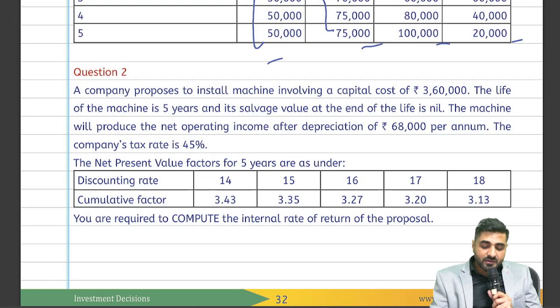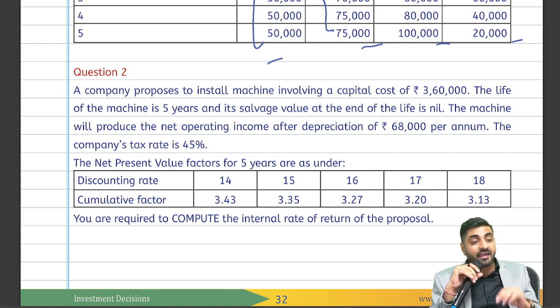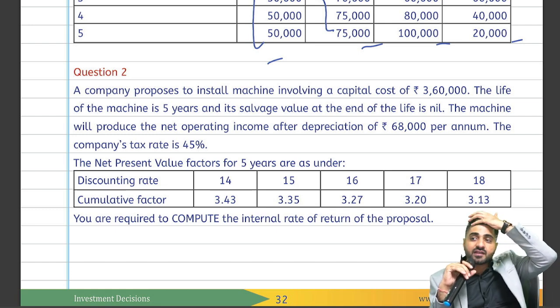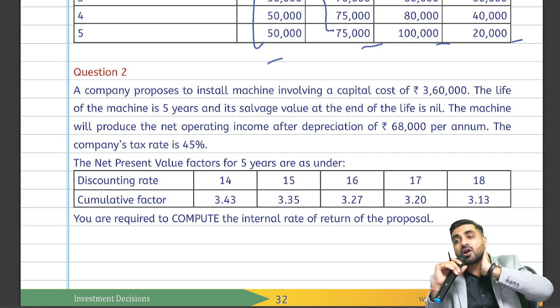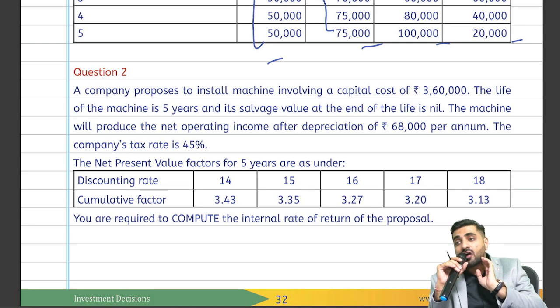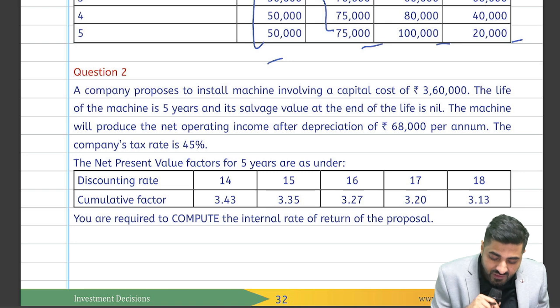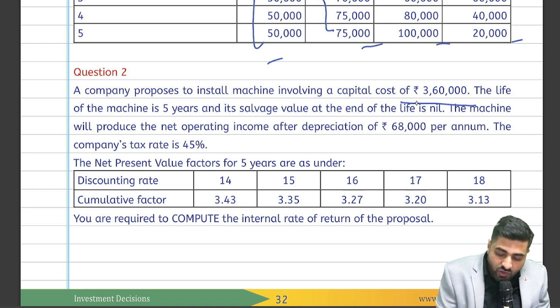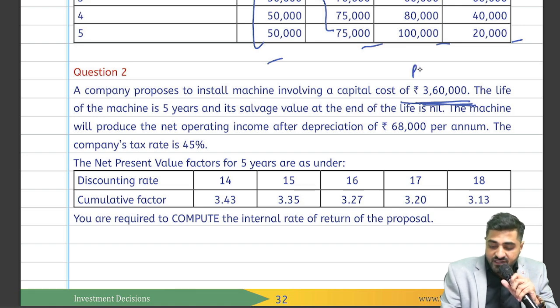Then come to your question number 2. In question number 2, we are required to calculate the IRR of the project. Now to calculate the IRR, what do we have to do? As I have discussed, your PV of CI should be equal to your PV of CO. What is the capital cost of the project? 3,60,000. Is this your PV of CI or PV of CO? Can I say this is your PV of CO?